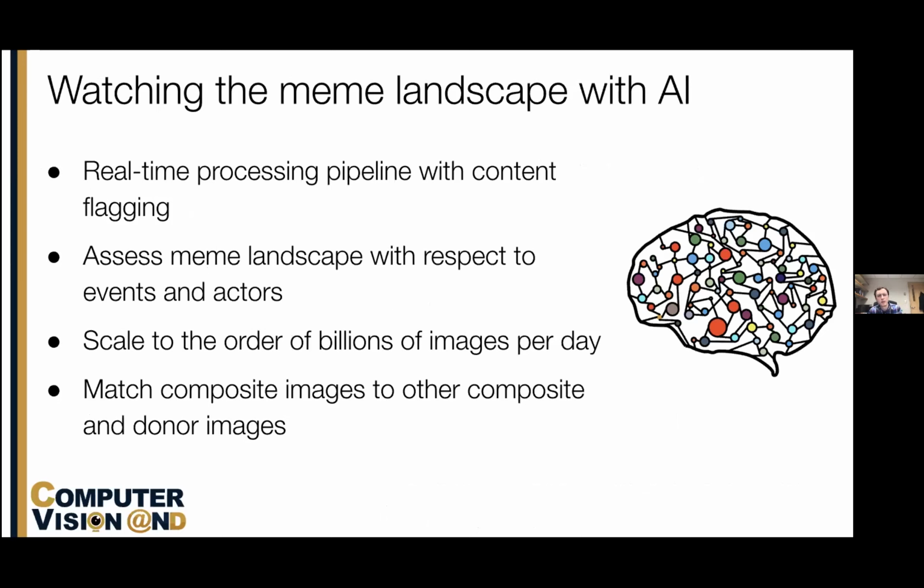So wouldn't it be nice if we could build a system that could watch the meme landscape? Maybe we could do this with AI. We'd want something with real-time processing, with content flagging. That would be really useful. We could put some sort of badge on the content saying, this is probably disinformation, or this is not true. It'd be nice to assess the meme landscape with respect to events and actors, some sort of coherency with respect to what is unfolding in the news.